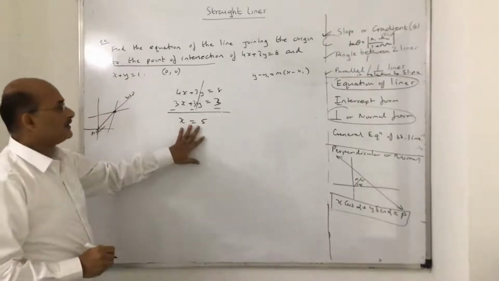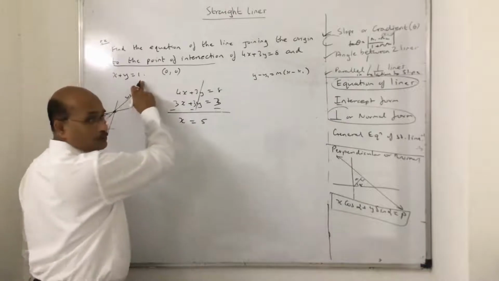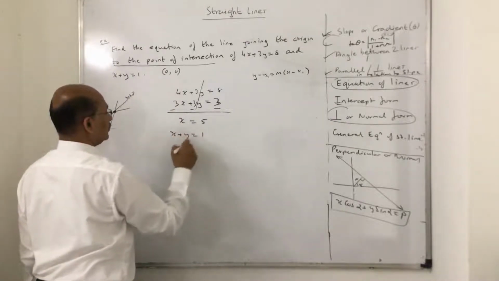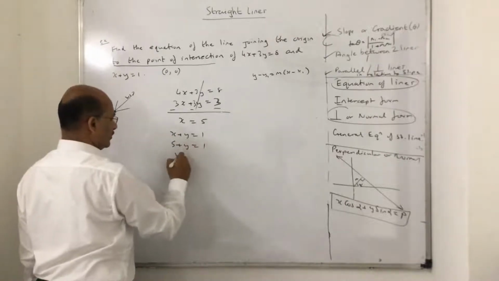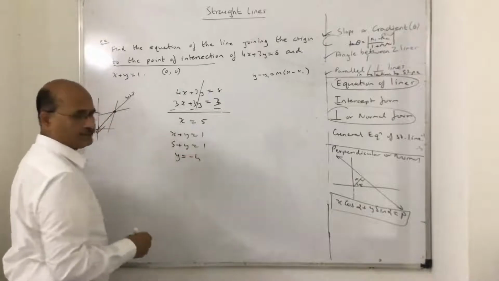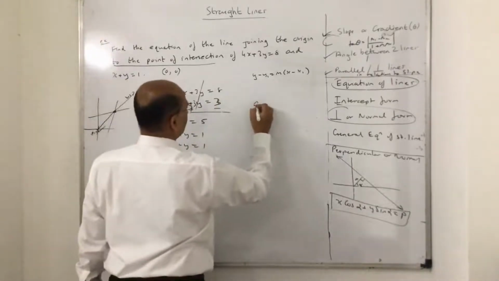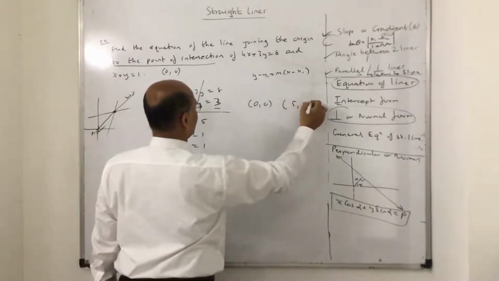So once you have got x as 5, substitute in any equation. I can say x plus y is equal to 1 is given to you. So what will happen now? x is 5, so 5 plus y is equal to 1. y is nothing but minus 4. So the other point. So the 2 points are 0, 0 and 5, comma, minus 4.